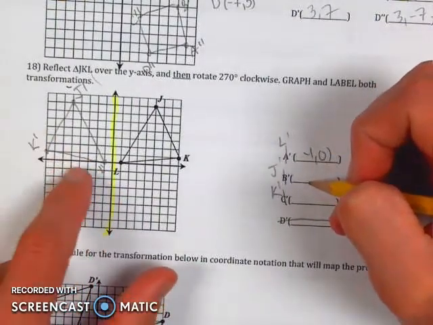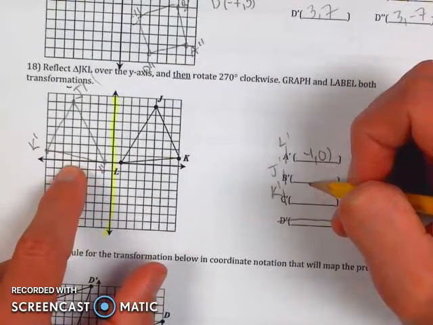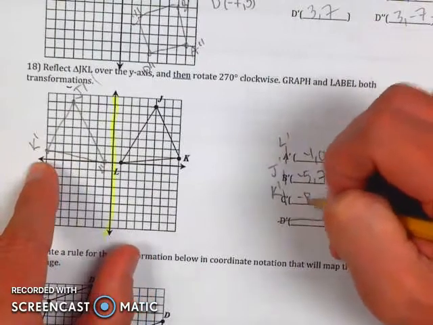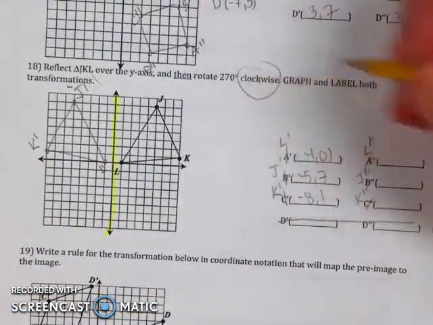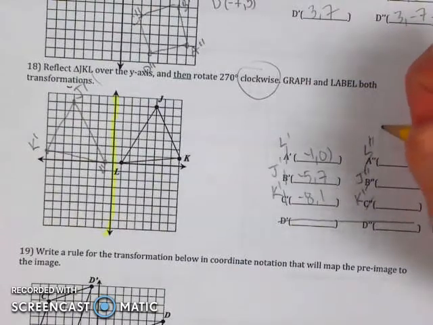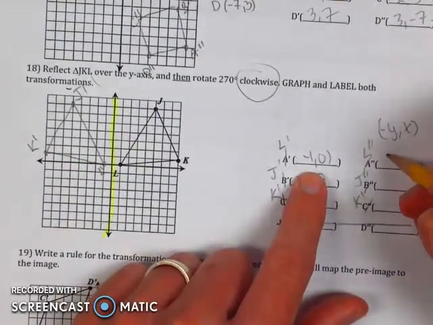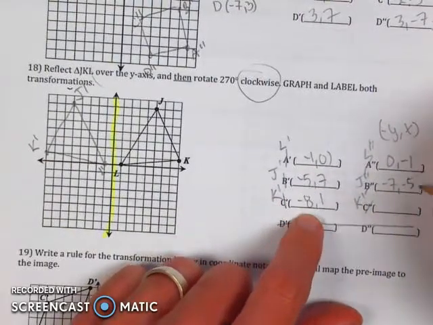J is going to be at 1, 2, 3, 4, 5, negative 5, 7, and this is at negative 8, 1. We want to rotate 270 clockwise. So our rule for 270 clockwise is actually the same as 90 counterclockwise. So it's negative y comma x. So we're going to change these, and this is going to become 0, negative 1. This is going to become negative 7, negative 5, and this is going to be negative 1, negative 8.